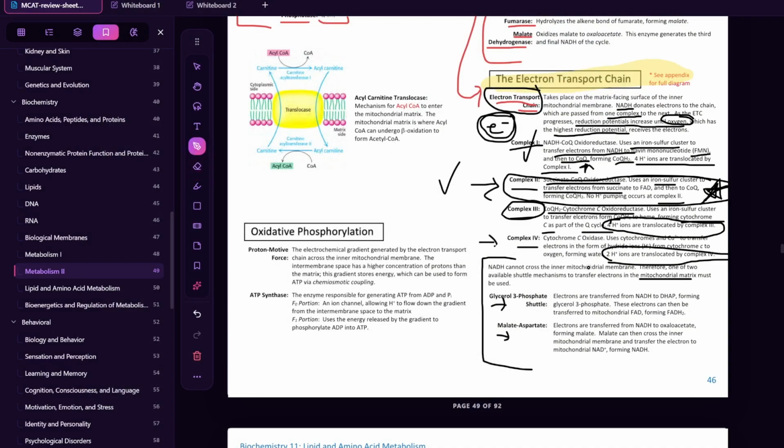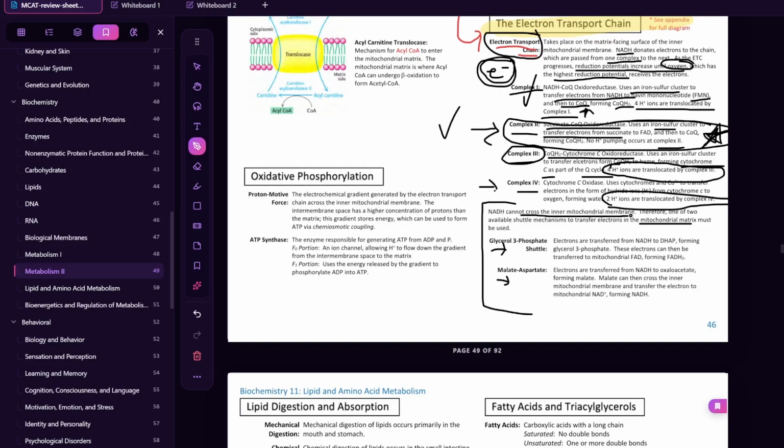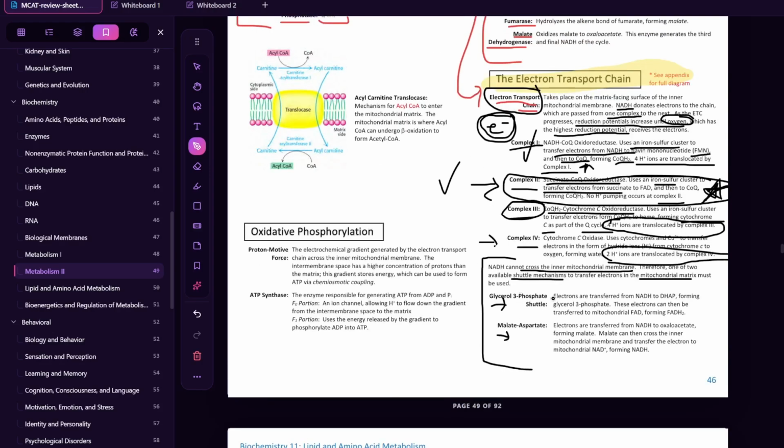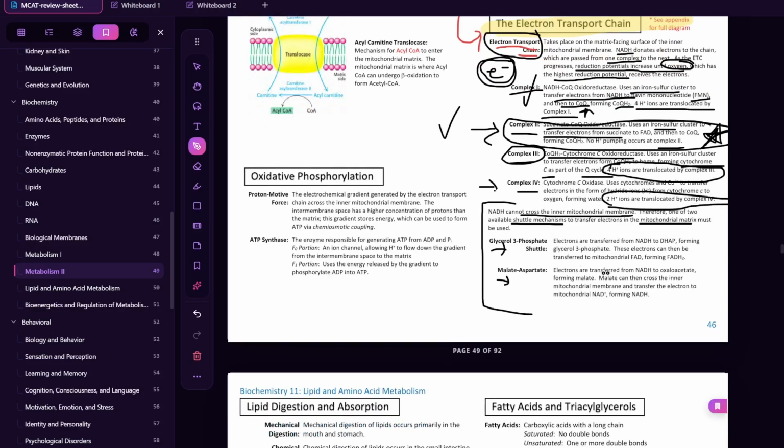So NADH cannot cross the inner mitochondrial membrane, so therefore we have shuttle mechanisms to help it cross. You're wondering, how did it cross the mitochondrial membrane? Well, we should have learned this first to understand that. We have a glycerol 3-phosphate shuttle, and we also have a malate aspartate shuttle. Electrons are transported from NADH to DHAP, forming glycerol 3-phosphate. These electrons can then be transferred to mitochondrial FAD, forming FADH2. Electrons are transferred from NADH to oxaloacetate, forming malate. Malate can then cross the inner mitochondrial membrane and transfer electrons to mitochondrial NAD+, forming NADH.